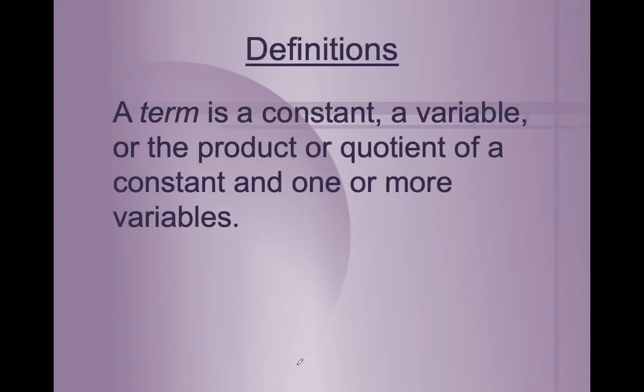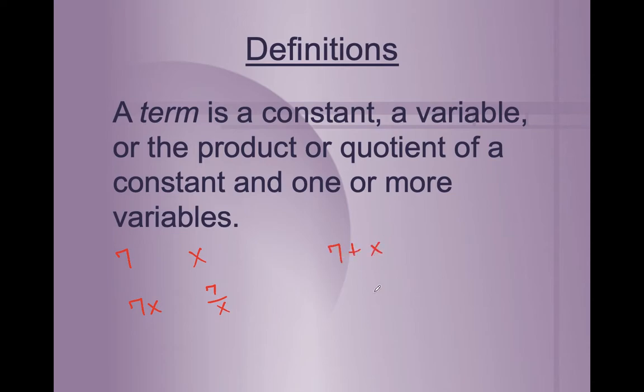A term. It's a constant. Well, what's a constant? It's a number, like 7. That's a term. A variable, x. Or the product or quotient of a constant and one or more variables. So I could have 7x, or 7 divided by x. Each one of these are called terms. Made up of a number, a variable, or the combination of a number and a variable.